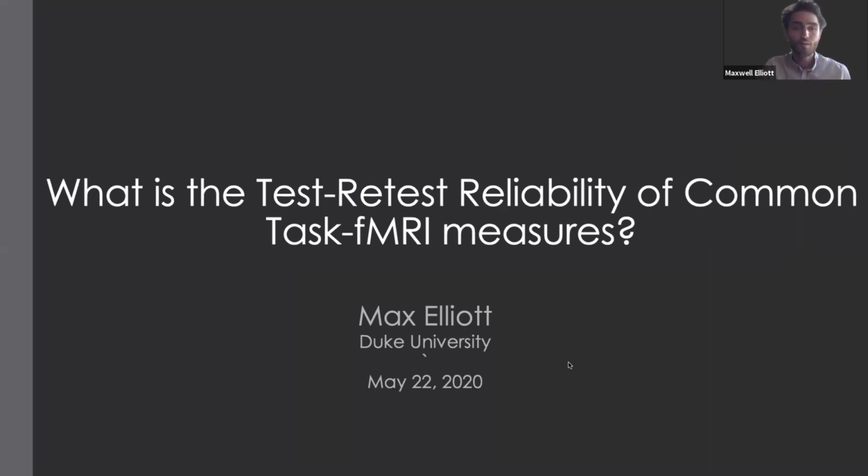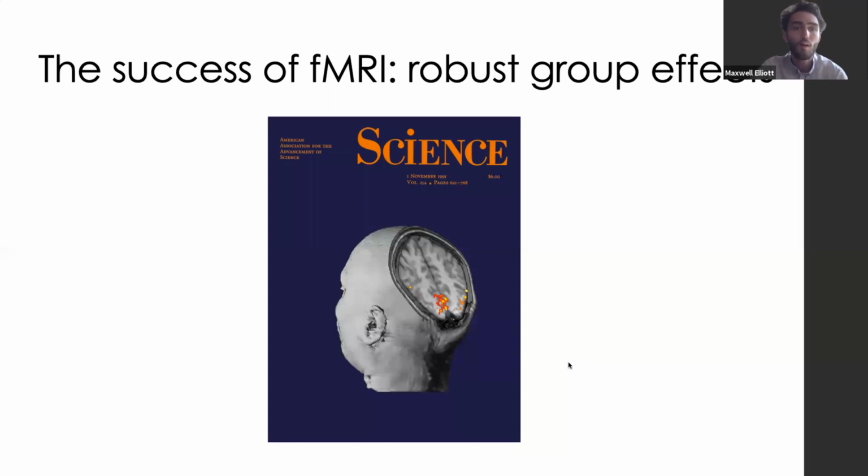All right, so overall, fMRI has been a really successful tool at detecting robust group effects. As many of you are familiar, one of the first fMRI tasks we ever performed was a visual stimulation task. This was published in Science and showed that we can get these nice colorful blobs on the visual cortex when you see a visual image in front of you.